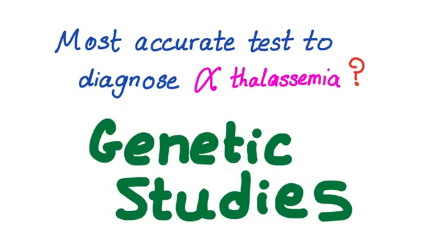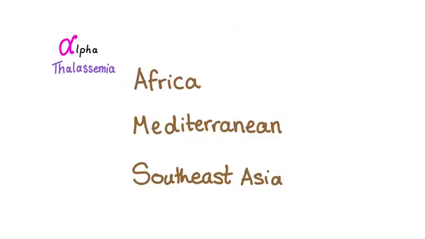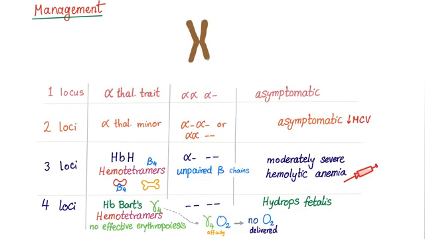So what's the most accurate test to diagnose alpha thalassemia trait or alpha thalassemia in general? It's genetic studies. That's the most accurate. Alpha thalassemia is present in African, Mediterranean, and Southeast Asian populations. How to manage alpha thalassemia? If only one locus is deleted, it's asymptomatic, do nothing. 2 loci, asymptomatic, mild anemia, decreased MCV, you have to observe them.